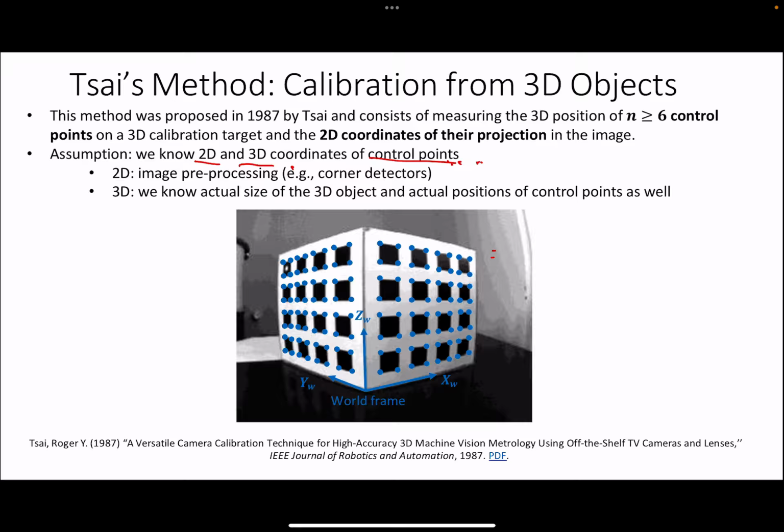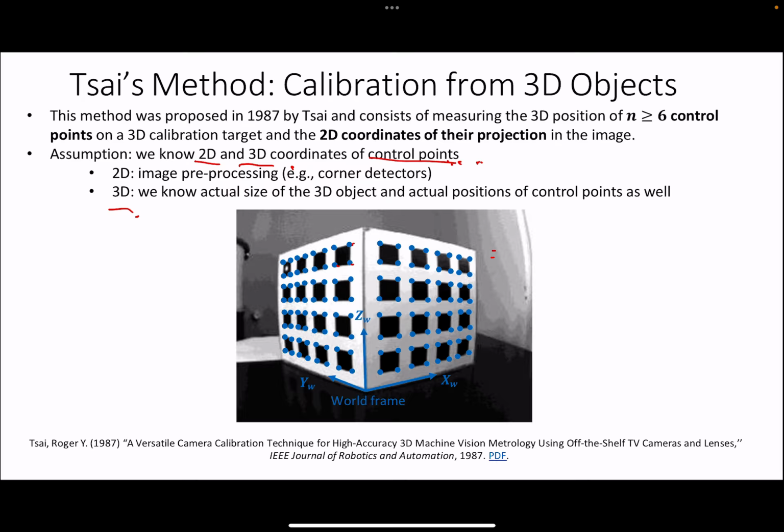So for the 2D, these blue points are control points. For 2D, we can use image pre-processing methods. We learned some corner detection algorithms in the previous class, right? We can use any corner detection algorithm to detect this kind of corner. So the 2D position of these corners can be obtained using image processing algorithms. And for 3D, we made this object ourselves, right? We know the actual size, we know the actual rotation of this object, so we can directly measure the size and position of the corners.